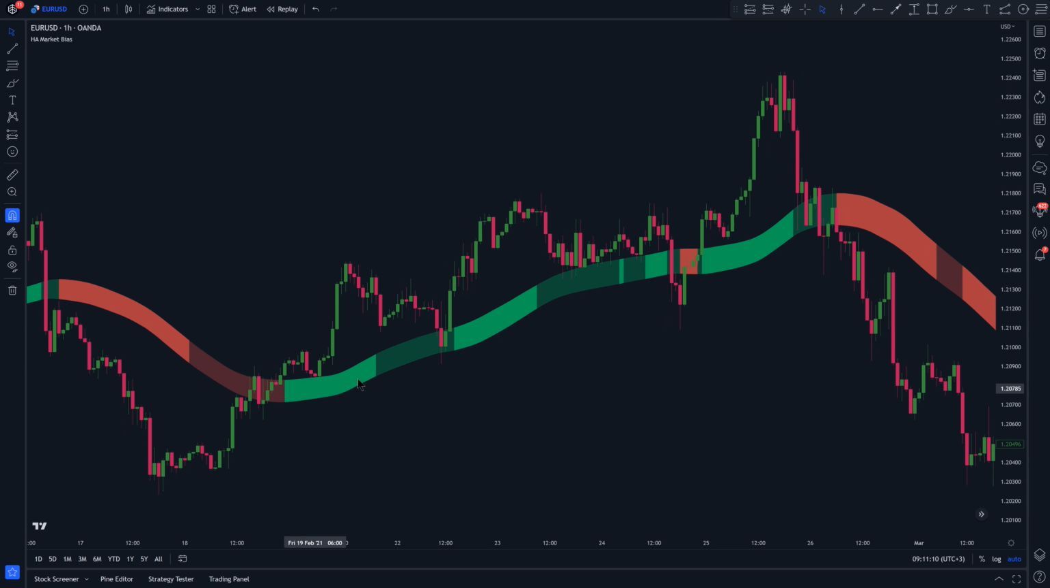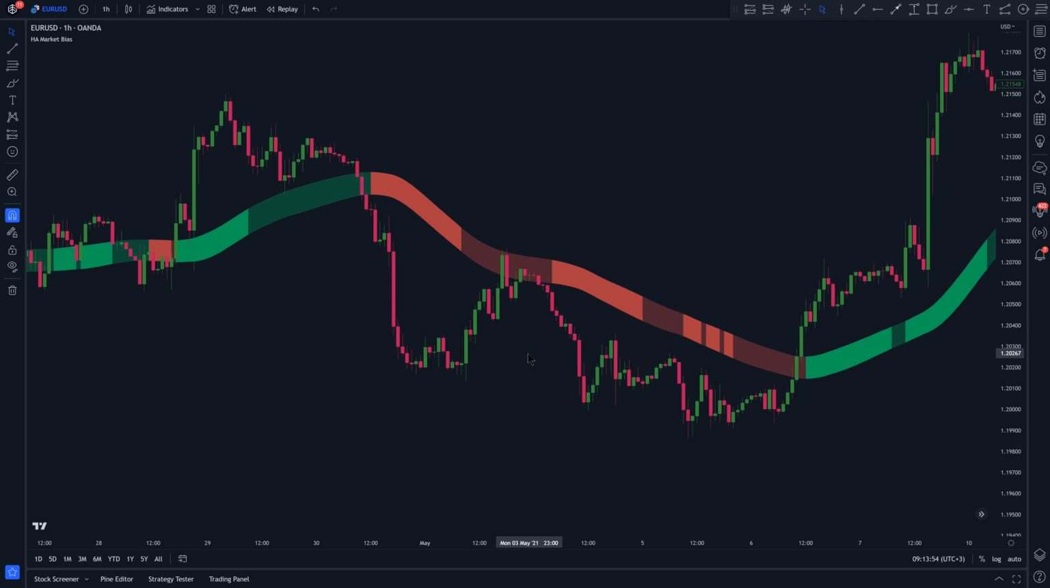When this ribbon of the Market Bias indicator is colored bright green and the price is trading above it, that indicates a bullish trend. When it turns from light green to dark green, this indicates that the market is in a pullback. Conversely, when the ribbon is colored bright red and the price is trading below it, that indicates a bearish trend. When it turns from light red to dark red, this indicates that the market is in a pullback.